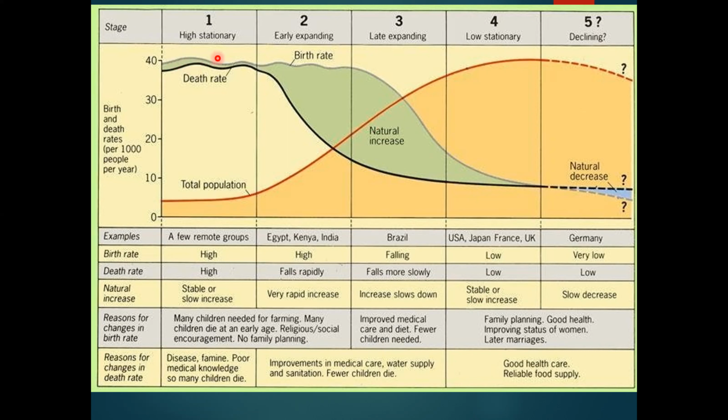There was a high birth rate and there was a high death rate due to lack of medical facilities. With the passage of time, science improved and better medicines were there, so the death rate decreased, but the birth rate was still high. With the passage of time, awareness amongst the people started, and they realized that the resources are scarce, so there should be a low birth rate.